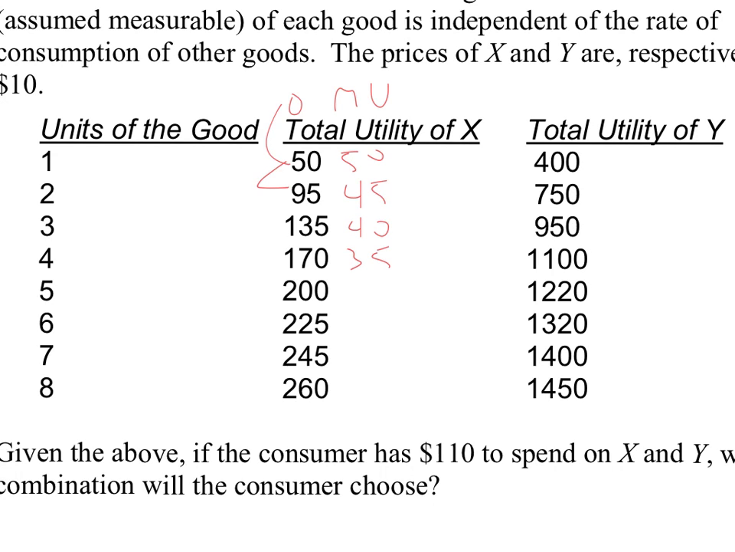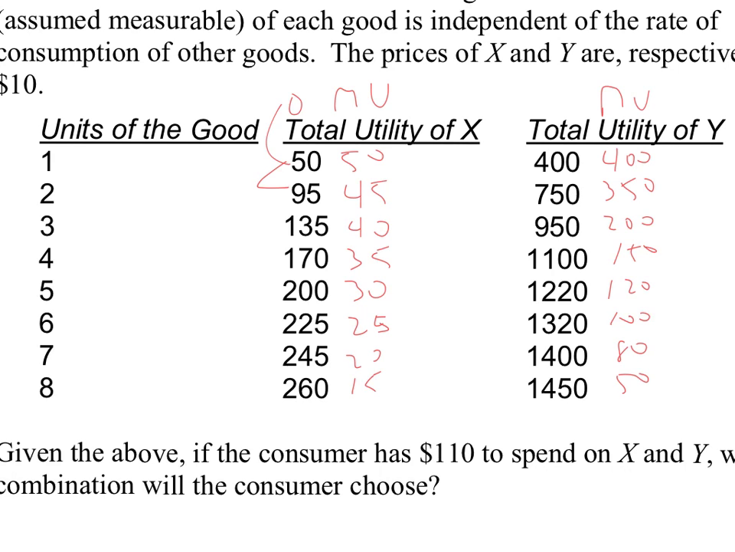We can just see the pattern. Be careful, sometimes these patterns change. 20 and 15. So this is the marginal utility for each incremental unit of good X. We do the same thing for good Y. The marginal utility of the first unit of good Y is 400, 350, 200, 150. That would be 120, 100, 80, and 50. So again, that's the marginal utility of good Y.